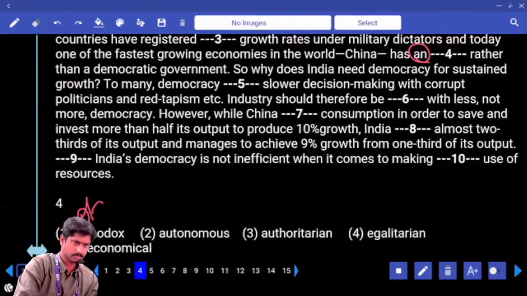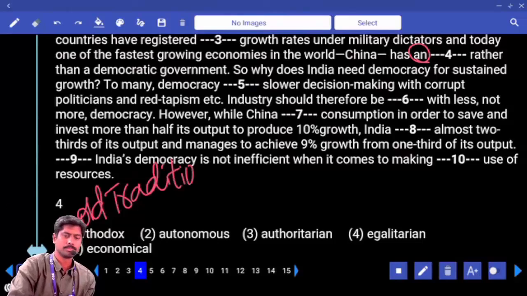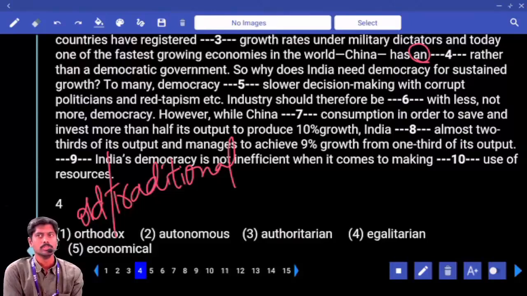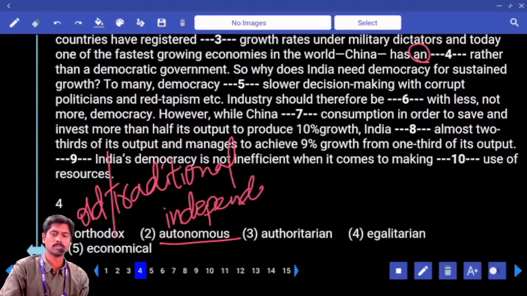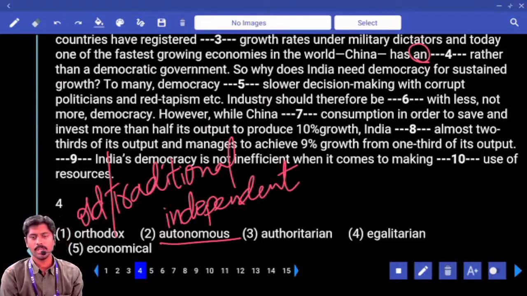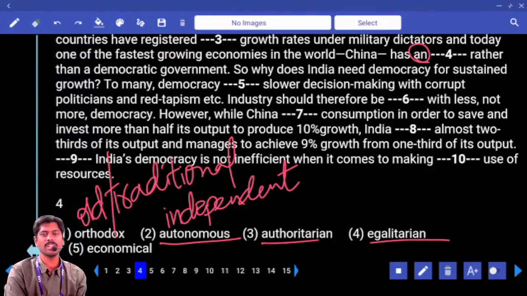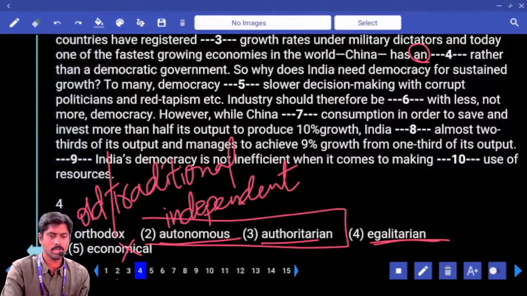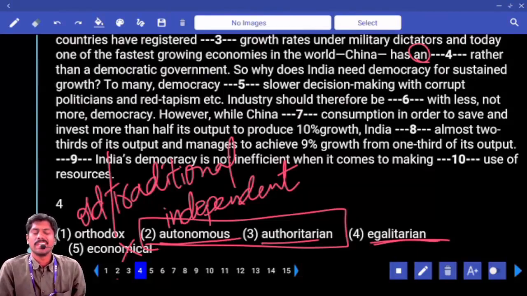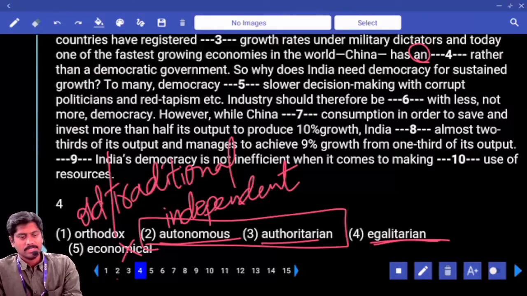Orthodox means old or traditional. Following old values is called orthodox. She is from an orthodox Hindu family. She is from an orthodox Muslim family. Autonomous means independent decision making. Autonomous university. Authoritarian, egalitarian, economical. Is it an economical government, China? Egalitarian means all are equal. Or authoritarian or autonomous government. What kind of government does China have? Autonomous, authoritarian. Two or three. Keep that particular blank on hold. We'll see it later. So China has a dash government rather than a democratic government.